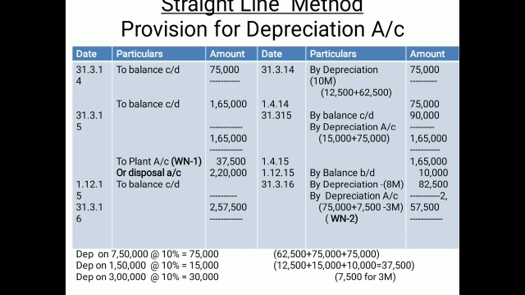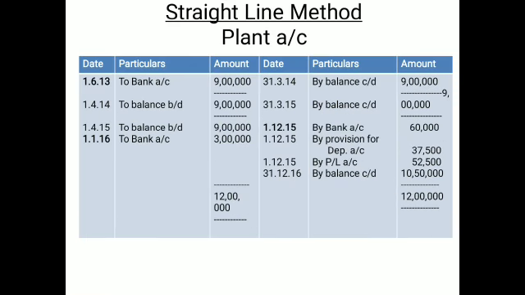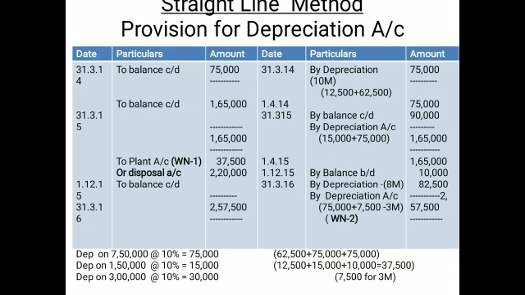Now the balance is to be forwarded next year. And now I am moving to the plant account again. In the second year, no purchase, no sale. The balance is forwarded to the next year. And here you may see only the depreciation for the complete year is charged, and the balance of 1,65,000 is to be forwarded to the third year.